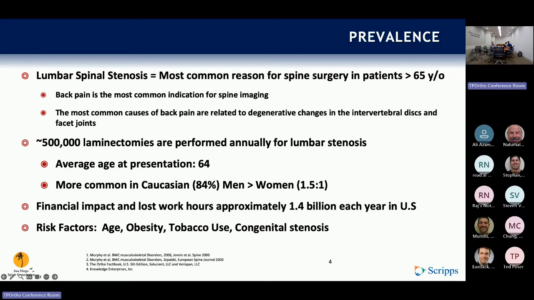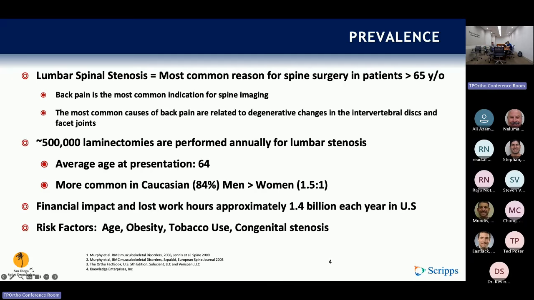And so spinal stenosis, in terms of its prevalence and impact, is a very common entity that we see and has a pretty large financial impact on society more broadly. It's the most common reason for spine surgery in those about 65 years old. There's over 500K laminectomies performed each year, and about $1.4 billion lost in work hours each year. So this is quite a financially consequential entity that we see.